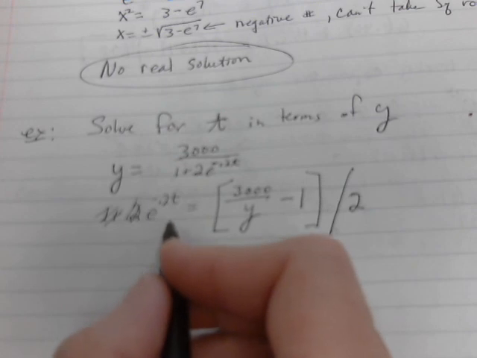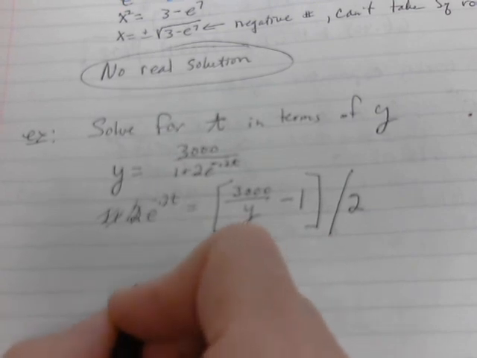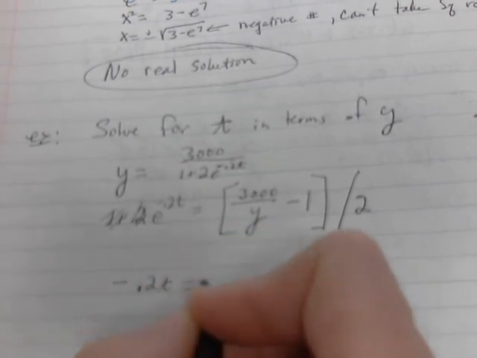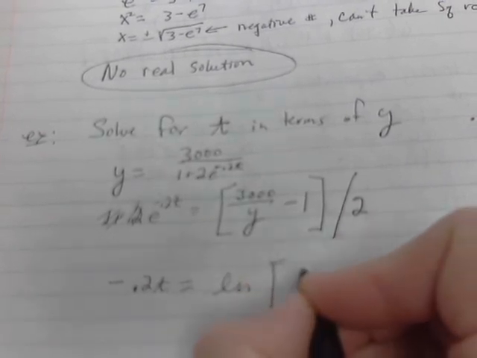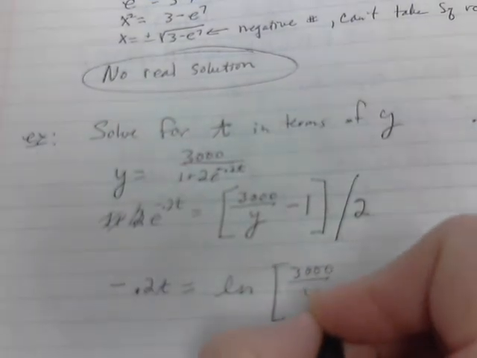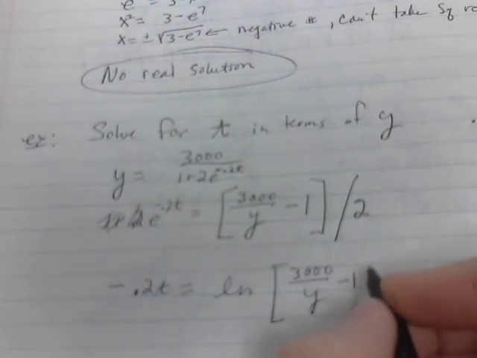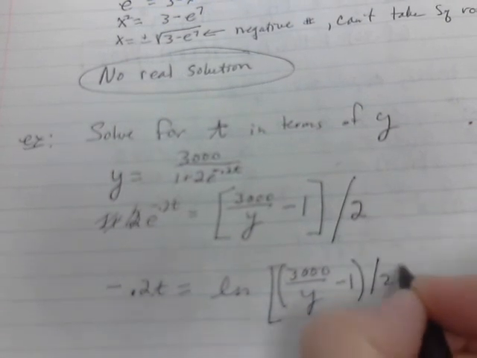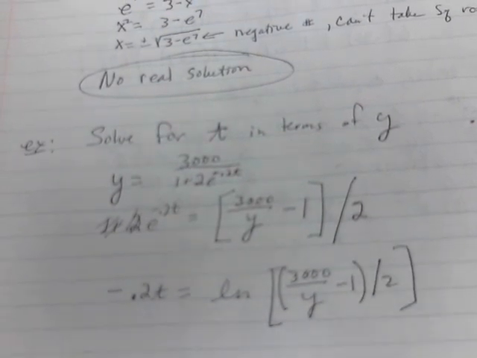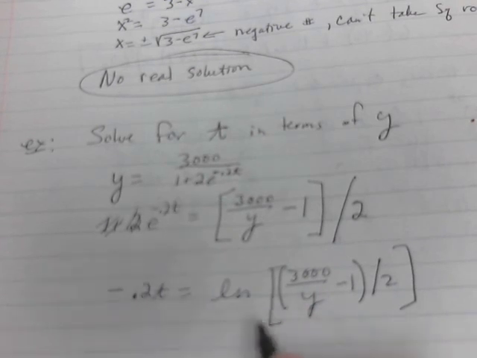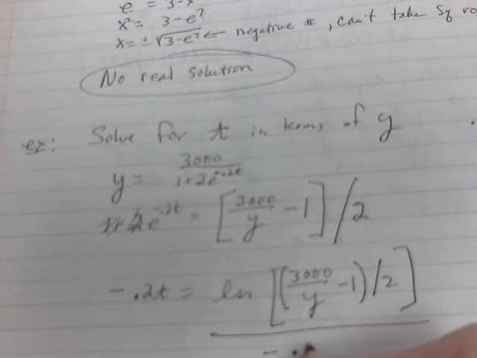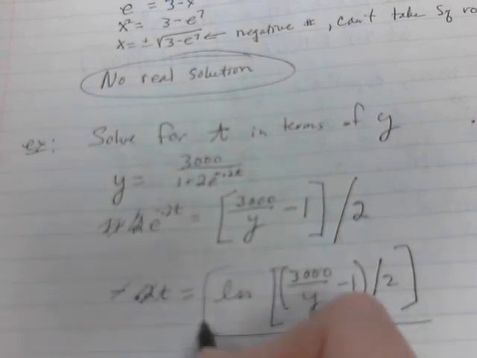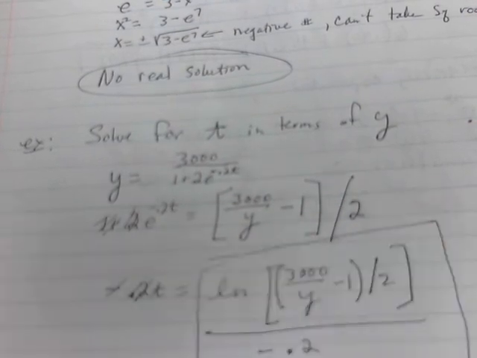To get rid of an e, we're going to take the natural log of both sides. So negative 0.2t is equal to the natural log of 3,000 over y minus 1 divided by 2. And then to solve this for t, we're going to just divide both sides by negative 0.2. So there's your t value solved in terms of y.